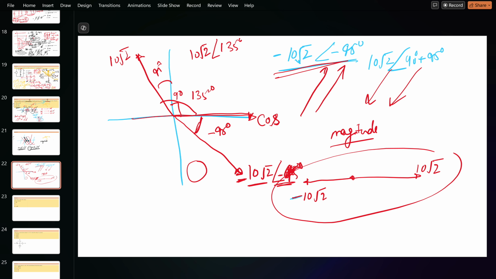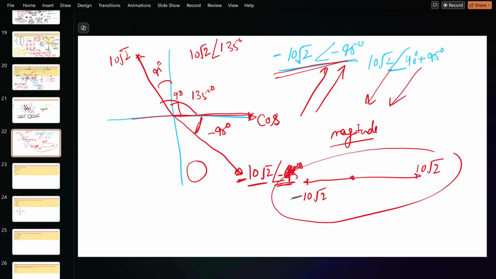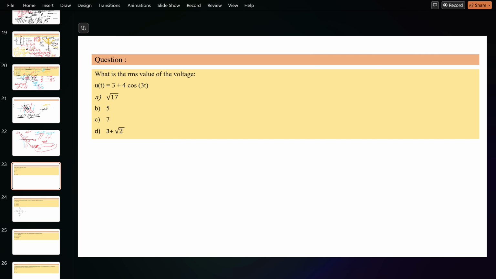Getting my point? Any doubt? Okay, let me move to another problem. Try to find out the RMS value of this. It's a very easy problem.